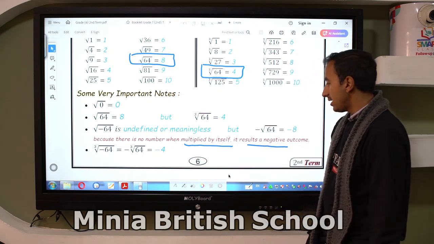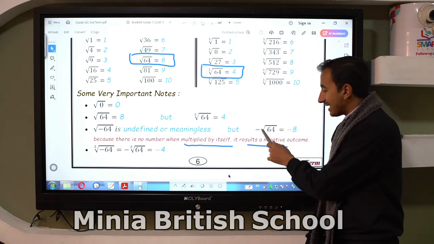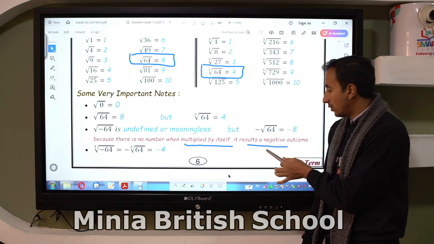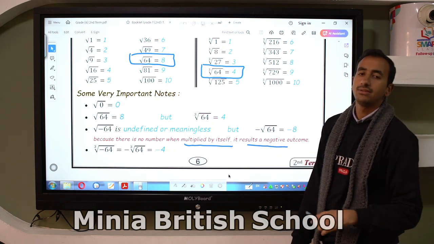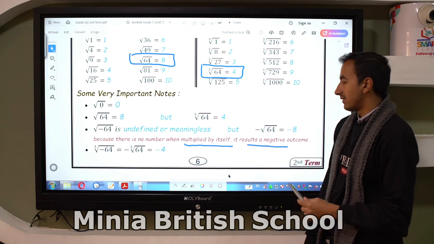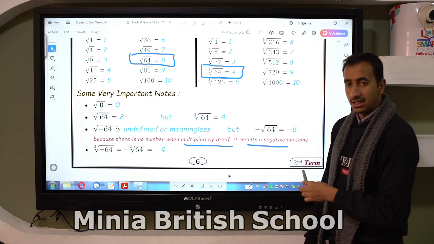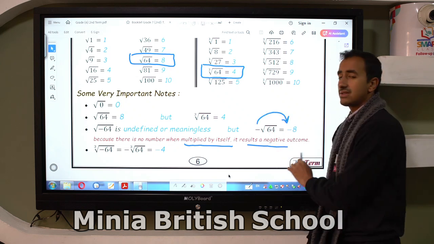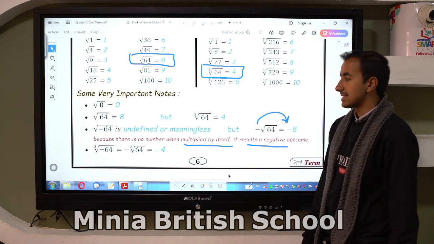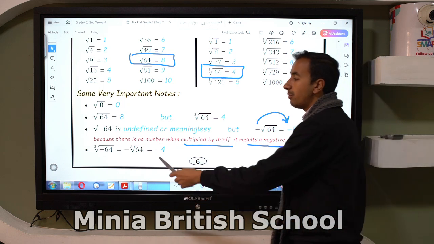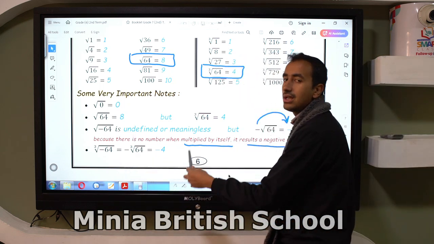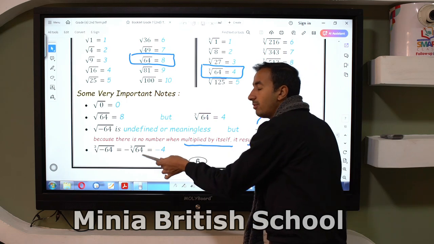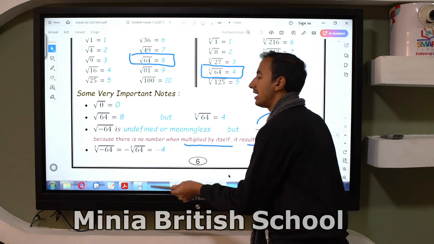But negative square root of 64 equals negative 8, because the negative is outside the square root, and square root of 64 equals 8. And we have cube root of negative 64, which equals negative cube root of 64, which equals negative 4.